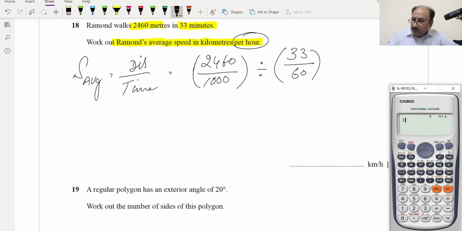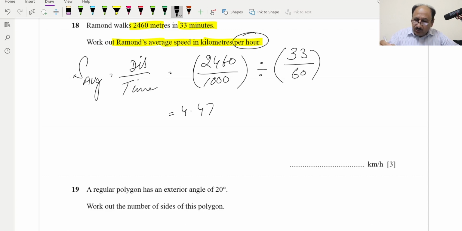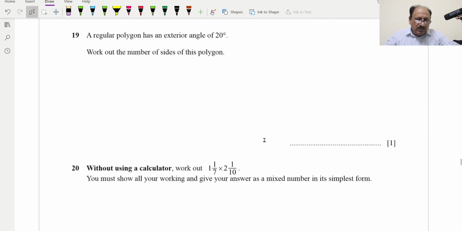So we will be dividing 2460 by 1000, and this will be divided by one more bracket and fraction, 33 over 60, bracket close, and this will be equal to 4.472. So we will write here 4.47. So this will be 4.47 kilometers per hour. So 4.47 will be our answer. We got this.